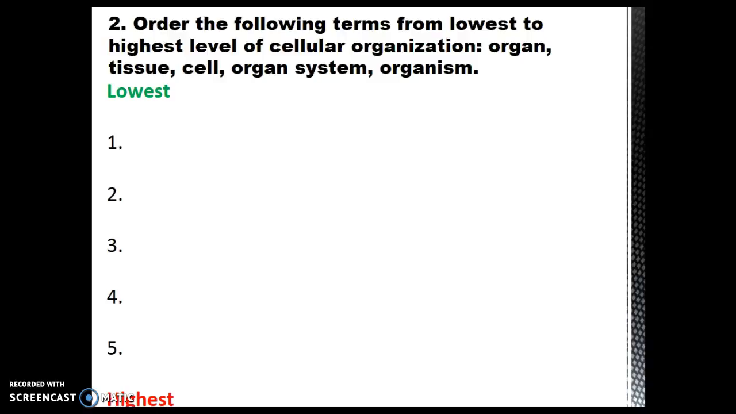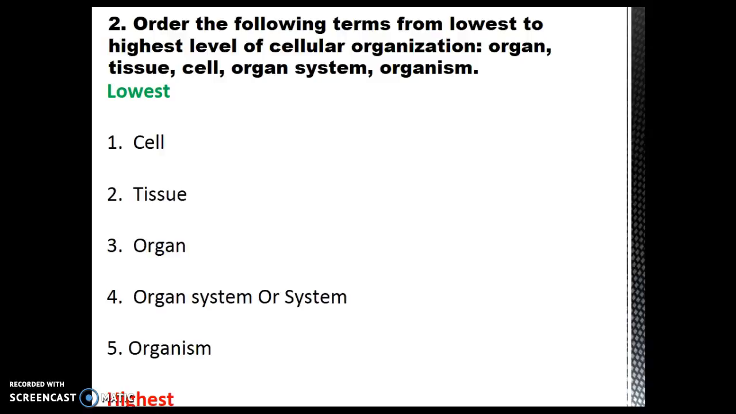Order the following from lowest to highest in level of cellular organization. The words are organ, tissue, cell, organ system, and organism. Which is lowest, which is highest? Here are the answers. At any time, if I'm going too quickly, please pause this video and you can write down your answers.